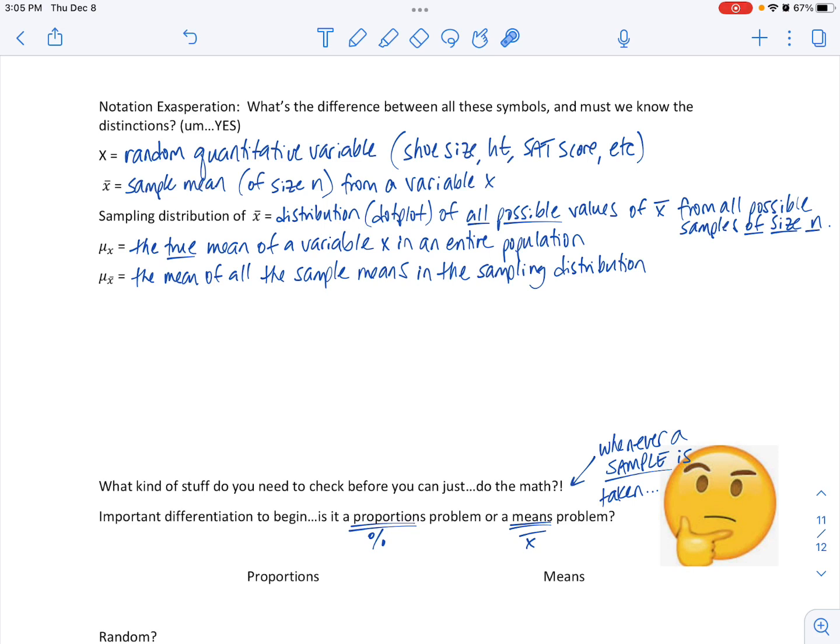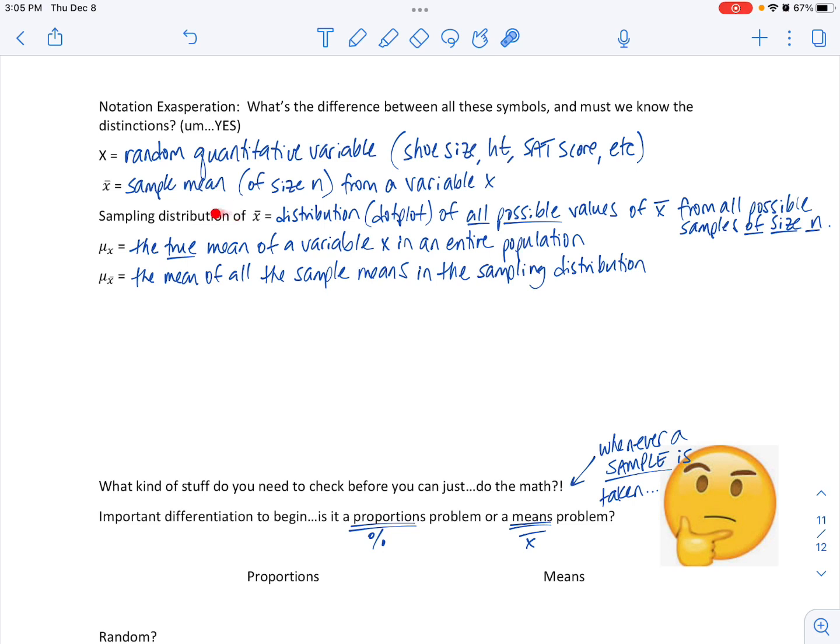And we have to take samples of the same size if we're going to put them into a sampling distribution. And they all come from the variable X. So we've got a population that has a bunch of different X's. And if we take samples from all of the X's, we get a bunch of different X bars. And those are referred to as the sample means.